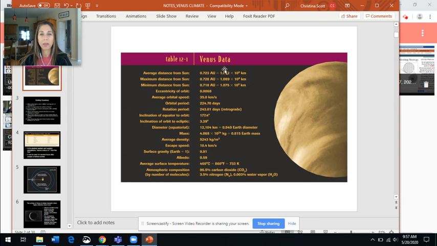some things you're already familiar with. It's obviously closer to the sun than the Earth. Its orbit, its eccentricity, or the shape of its orbit, is very circular, very low eccentricity, not oval at all like Mercury, for example. And its orbital period compared to its rotational period. So again, its day is longer than its year.